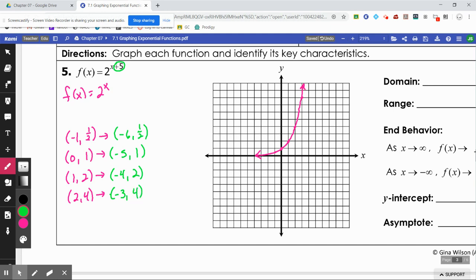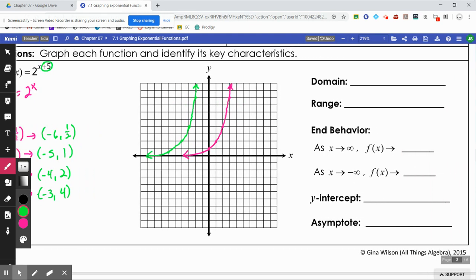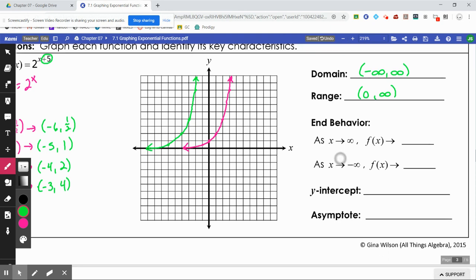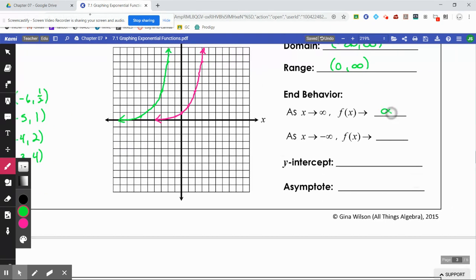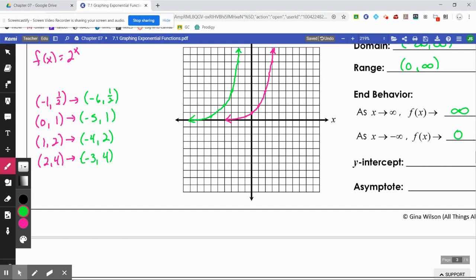Now let's graph these new points and see what our new graph looks like. And you can see that you have the exact same graph, just moved left 5. Your domain, again, you can plug in anything for your x. Your range, you have not moved it up or down any, so your range is still the same. As you travel to the right, your graph increases. As you travel to the left, your graph levels out to 0. Now your y-intercept has changed, and you can't tell here what your y-intercept is.